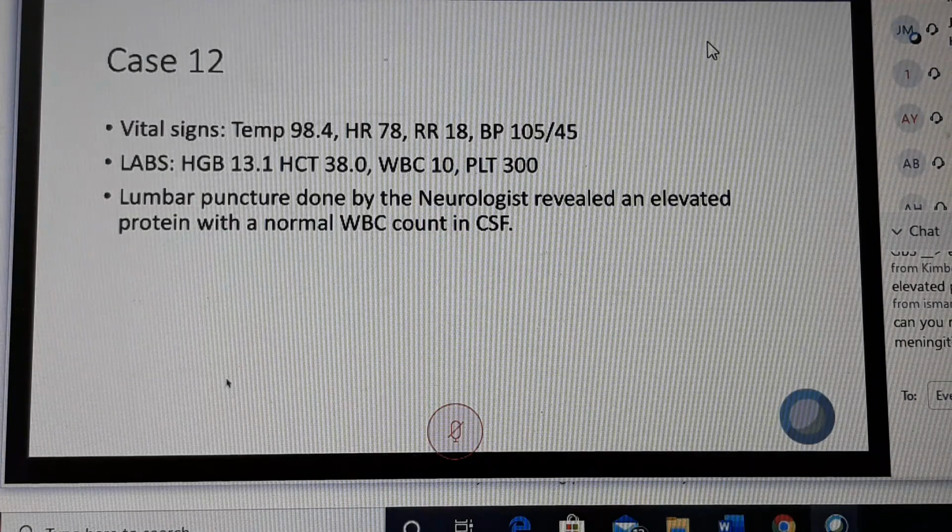Okay. Laura, is there anything else? Someone was asking if you could repeat the difference between bacterial and viral meningitis.